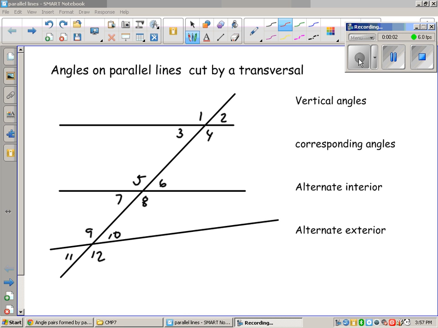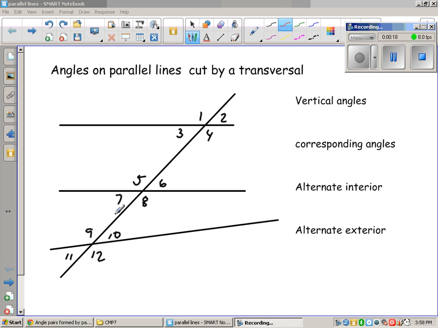Angles on parallel lines cut by a transversal. So today we're going to look at solving for the angles. We talked about this a little bit in the last video. I want to first name some vertical angles.